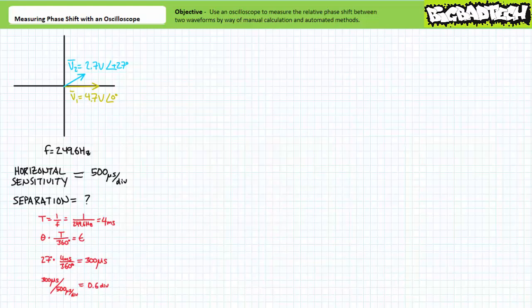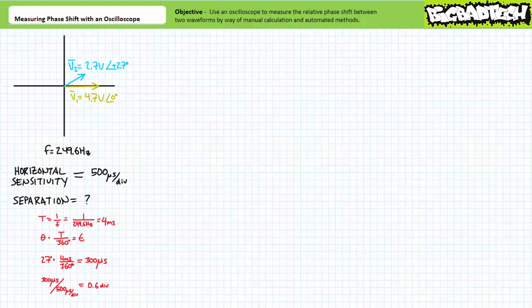Key to the solution of this problem is a two-step unit conversion. Given our previously developed skill set, you should be able to convert a phase shift in degrees to a time shift in units of seconds. The next step is to simply convert this time shift in units of seconds to units of divisions given the established horizontal sensitivity of 500 microseconds per division.